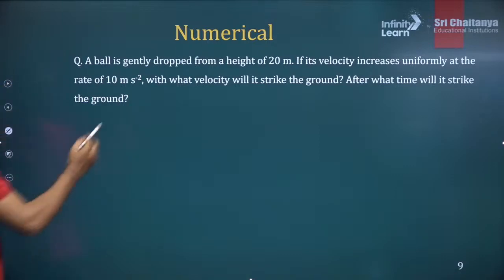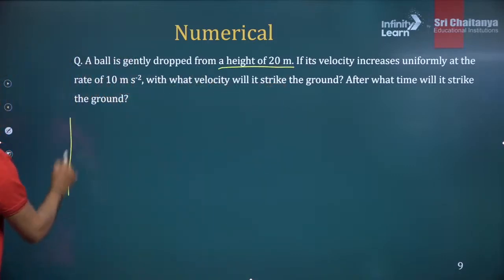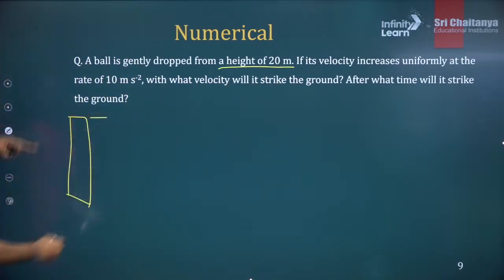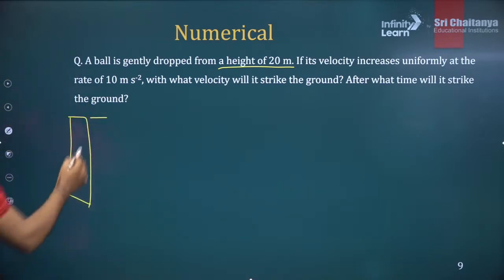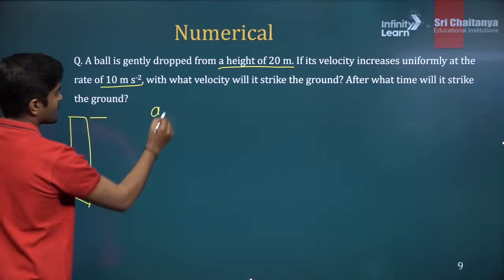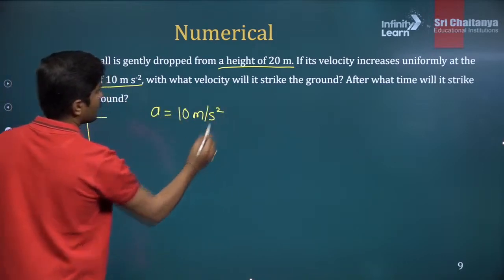So the ball is dropped from a height of 20 meters. Let's suppose there is a height of 20 meters here, and from here the ball is dropped. Its velocity increases uniformly at this rate. This is the acceleration in the downward direction, which is 10 meter per second square.